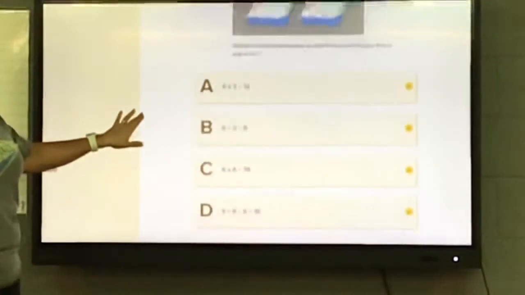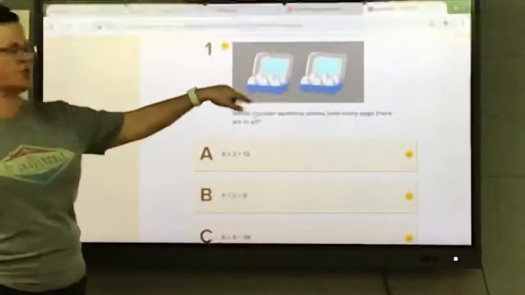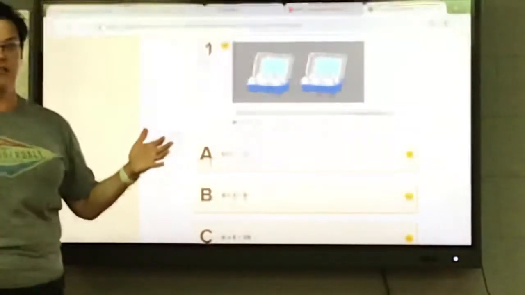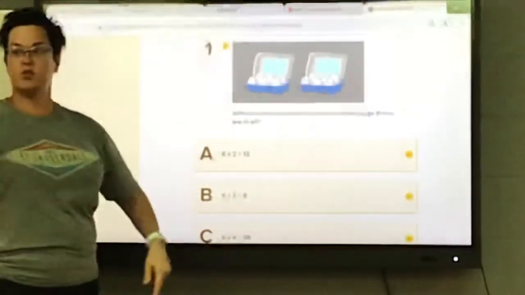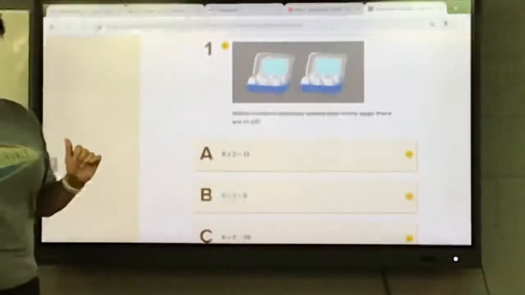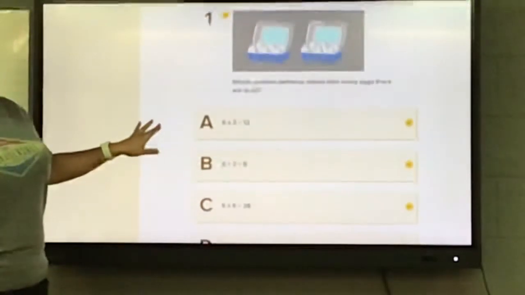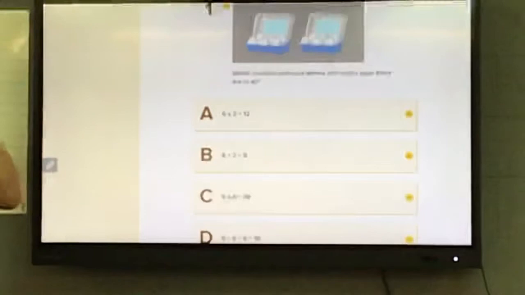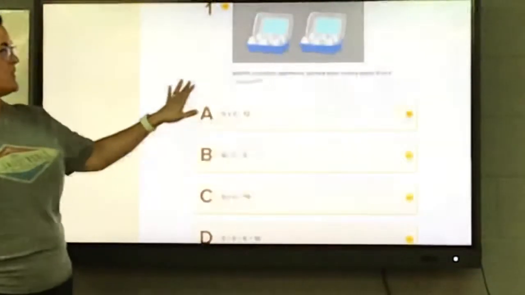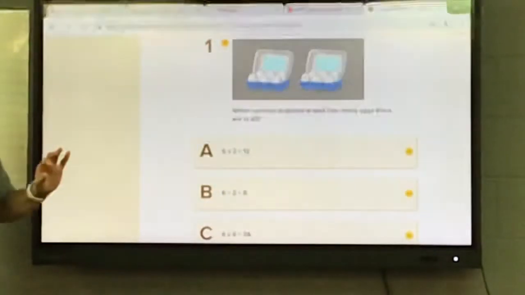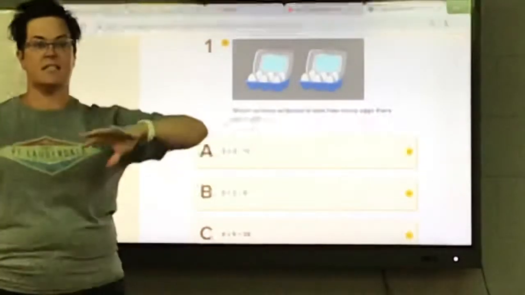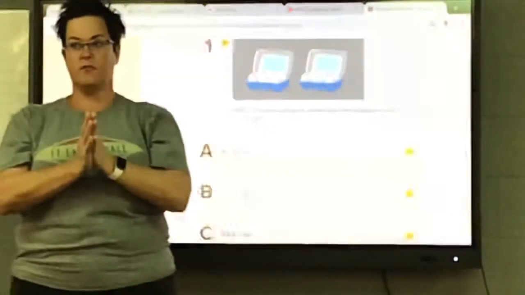So which number sentence? There are 6 in each group, but there's not 6 groups, are there? No. How many groups are there? 2. And how many are in each group? 6. So which number sentence do you think is the right one? Reese? She thinks that it is 6 times 2 equals 12. Are there 2 groups of 6? Yes. If you have 6 and 6, does that give you 12? Yes.